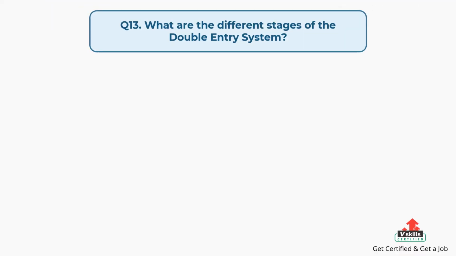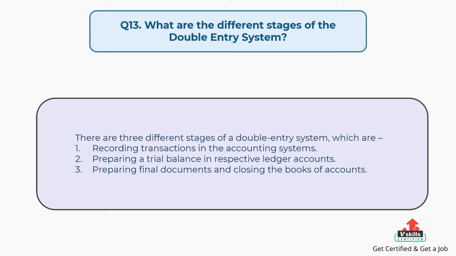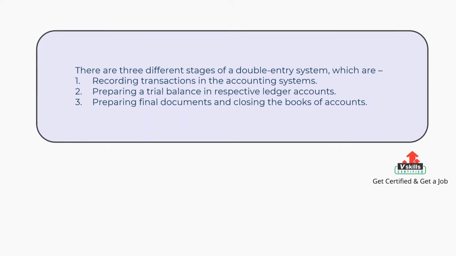Question number 13. What are the different stages of the double entry system? The answer is, there are 3 different stages of a double entry system, which are recording transactions in the accounting systems, preparing a trial balance in respective ledger accounts, preparing final documents and closing the books of accounts.